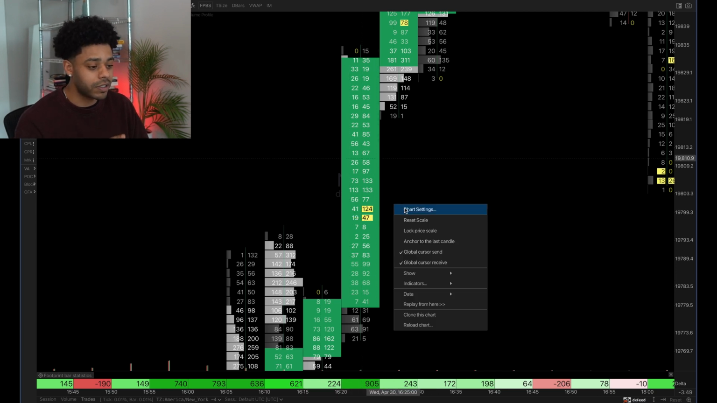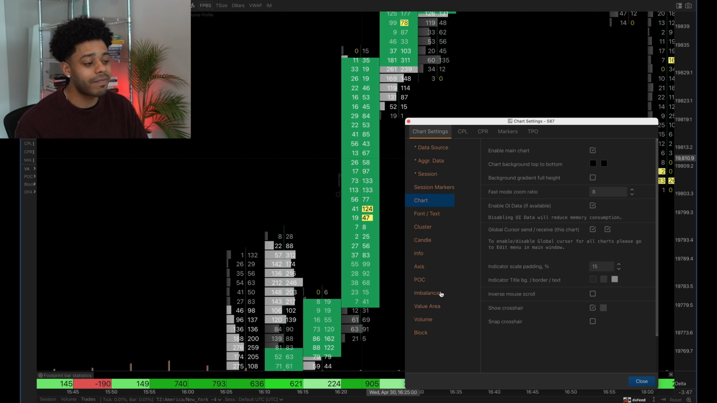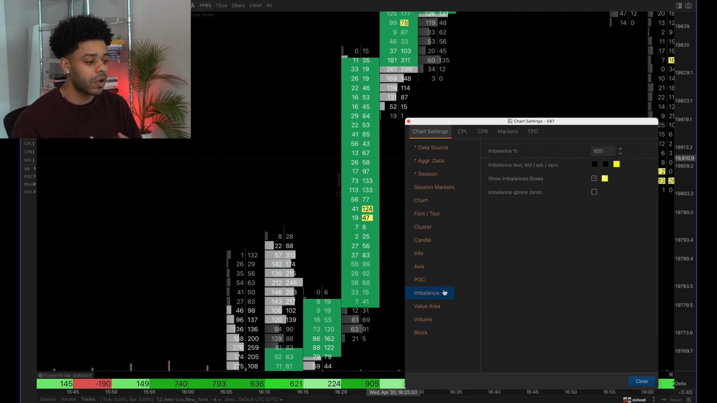Now, whenever you're using the imbalance, you can go into your settings. I have mine set to show me imbalances whenever there's at least a 6-to-1 ratio, right? So whenever there's at least 6 times the amount of aggressive buyers than sellers, or 6 times the amount of aggressive sellers than buyers at a specific price level, then it'll highlight and show me that there's an imbalance occurring at that exact price level. So I have mine set to 650%.